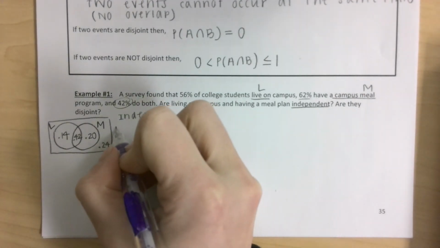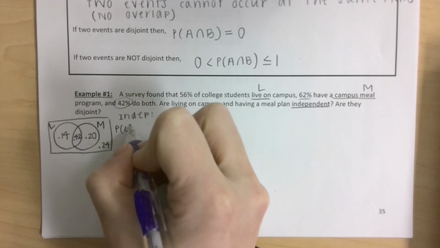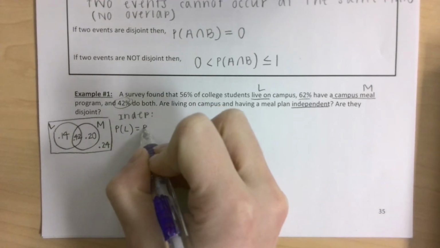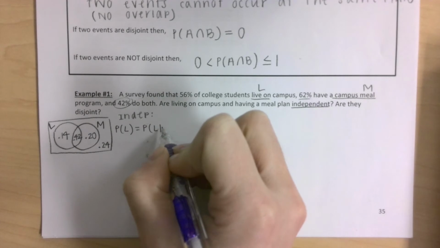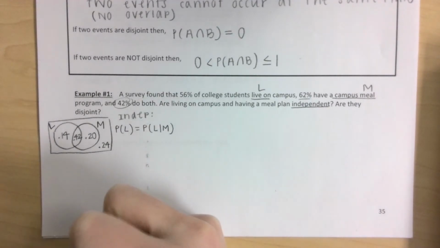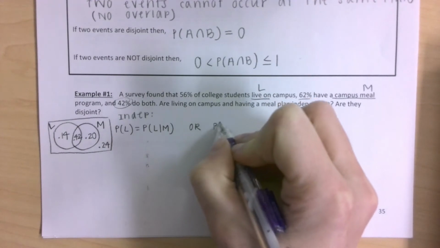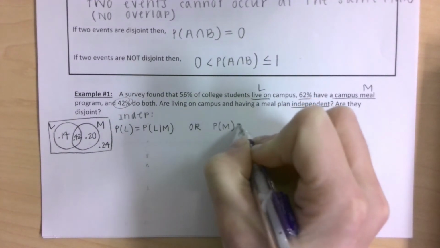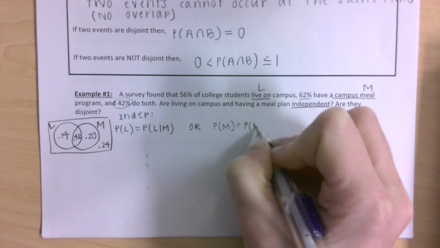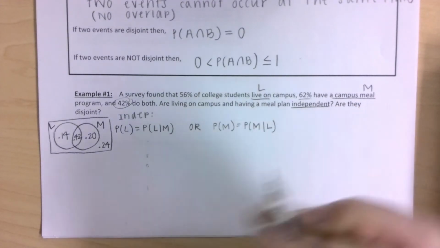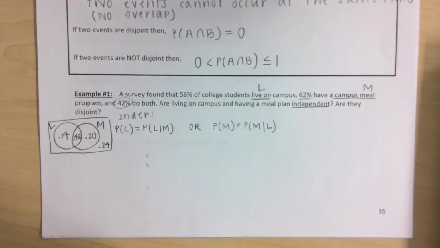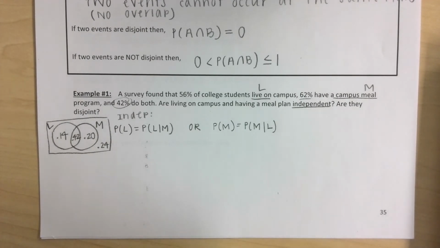You can either try to show that the probability of living on campus is equal to the probability of living on campus given you have a meal plan, or you could go in the opposite direction and show that the probability of having a meal plan is equal to the probability of having a meal plan given you live on campus. For purpose of these notes, we'll go over both. If you are asked to determine if they are independent or not, you would only have to show one.